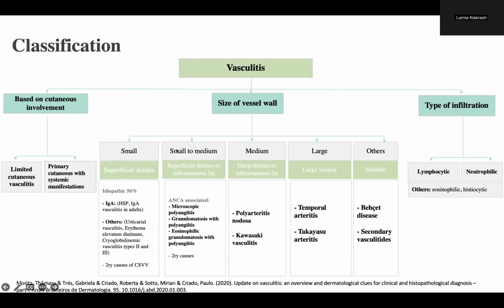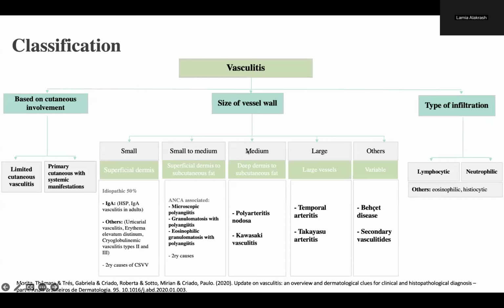The other category is small to medium vessel vasculitis, which involves blood vessels in the superficial dermis to subcutaneous fat. The most common example is ANCA, antineutrophil cytoplasmic antibody-associated vasculitis. We have microscopic polyangiitis, granulomatosis with polyangiitis, or eosinophilic granulomatosis with polyangiitis. Again, even in this category, you have to rule out secondary causes.